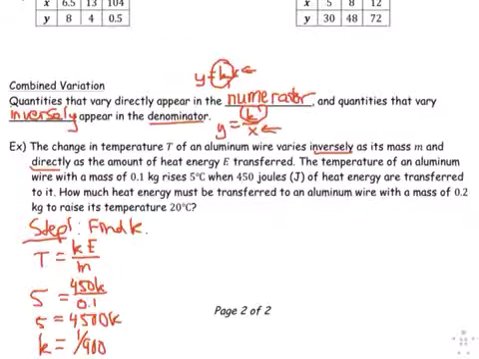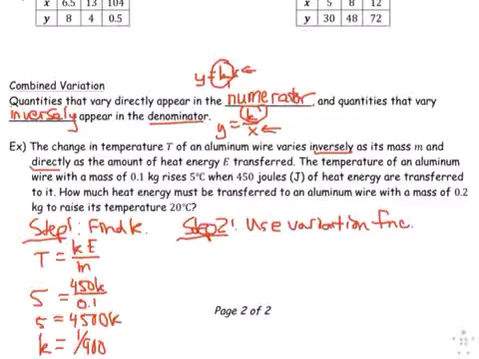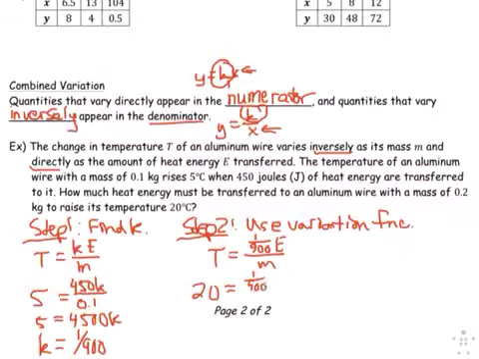Step 2 is to use the variation function. We now substitute in with the k value known. T equals 1 on 900 E over m. In the second batch of information, it says how much heat energy must be transferred to an aluminum wire with a mass of 0.2 kilograms to raise its temperature 20 degrees Celsius. So temperature is 20 degrees Celsius. We are looking for the E value, and the mass is 0.2.